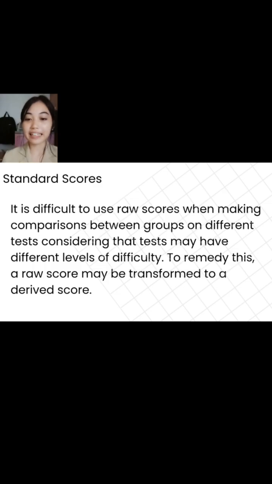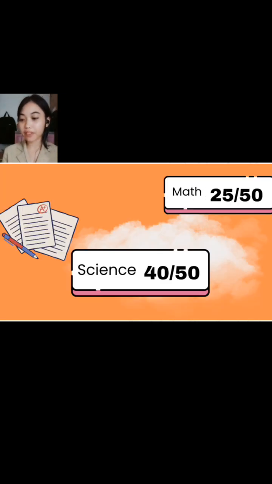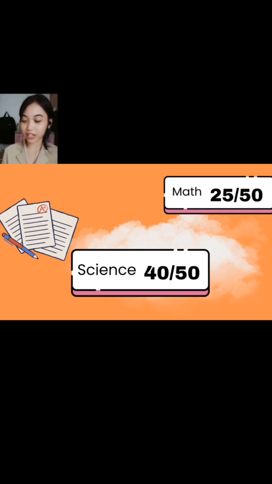Standard scores. It is difficult to use raw scores when making comparisons between groups on different tests, considering that tests may have different levels of difficulty. For example, a test in a math and a science subject. Do you agree that these two subjects have different levels of difficulty? Yes, they do. If the student gets 40 over 50 in the science subject, while in mathematics the student gets 25 over 50, we can't compare these raw scores because the two subjects have different levels of difficulty.